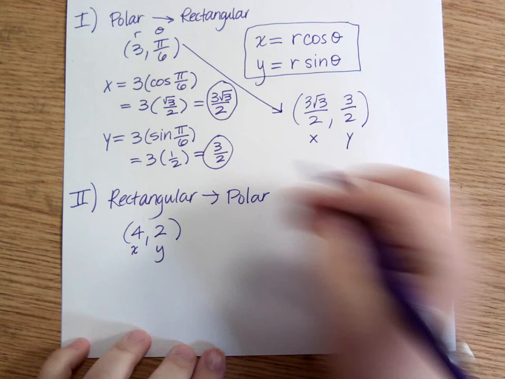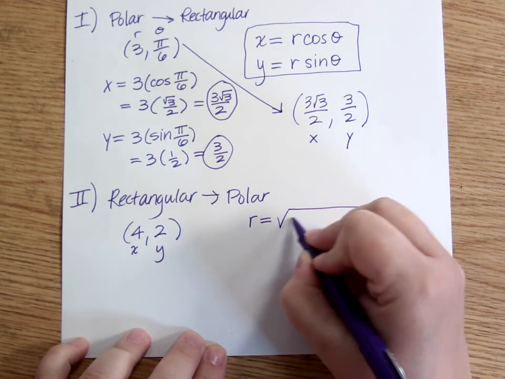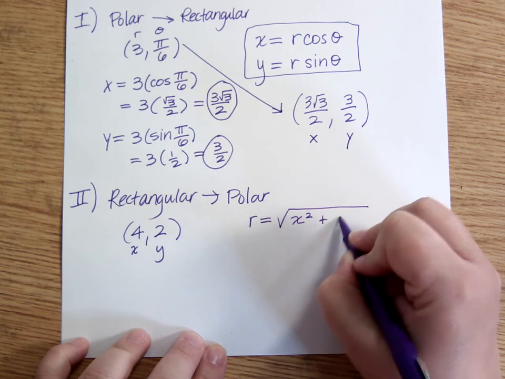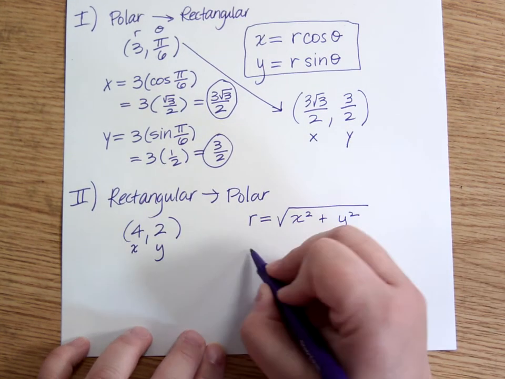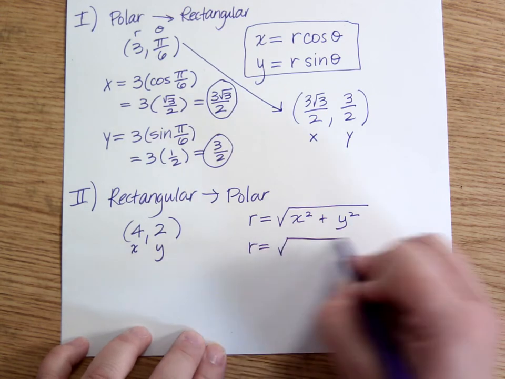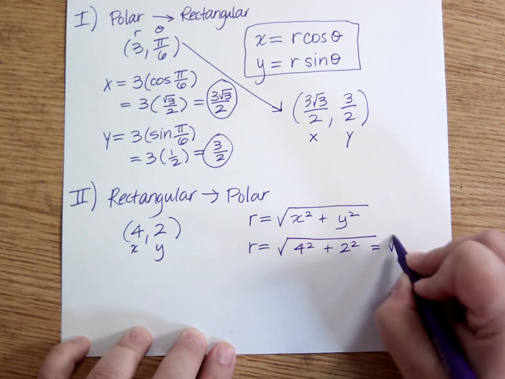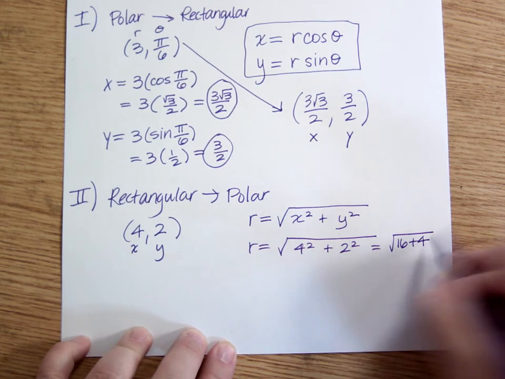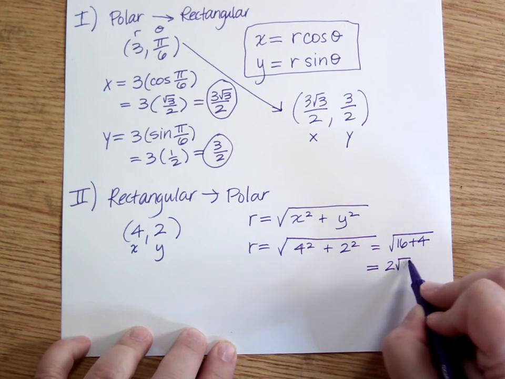First off, to find my radius, it's going to be the square root of my horizontal component squared plus my vertical component squared, or x squared plus y squared. So the r here is going to be the square root of 4 squared plus 2 squared. That's 16 plus 4, so square root of 20, which can be simplified as 2 root 5. That's my r.